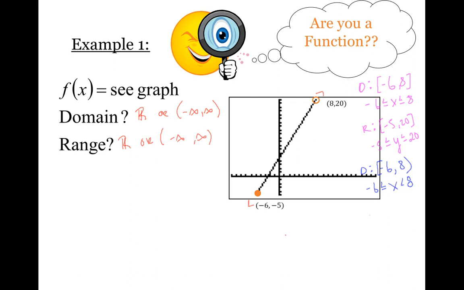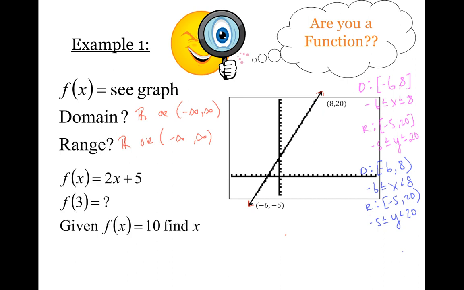It doesn't touch it. The range, similar idea, right? It goes from -5 to 20, not including it. So notice that difference. Or -5 is less than or equal to y is less than 20. Right? So just pay attention to how those changed.